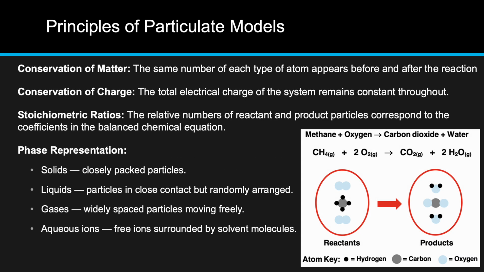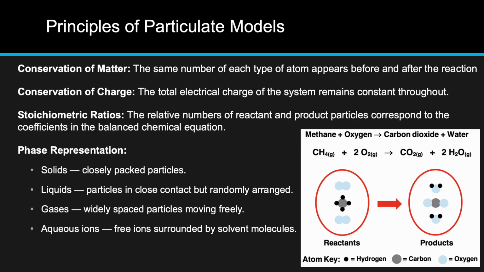When representing reactions with particulate models, there are a few key ideas that we have to keep in mind. First of all is the conservation of matter. That means that the same number of each type of atom must appear before and after the reaction. And that just goes back to atoms can't be created or destroyed. Same with the law of conservation of mass. The law of conservation of charge means that the total charge stays the same throughout the process. And we also have to look at our stoichiometric ratios, where the number of the reactant and product particles match the coefficients in the balanced chemical equation.